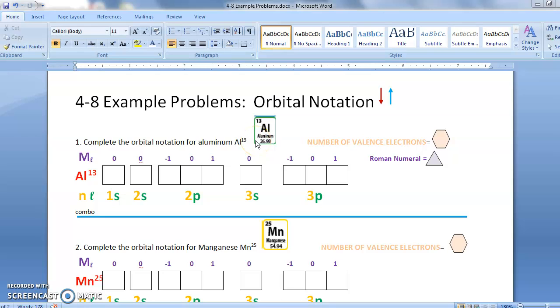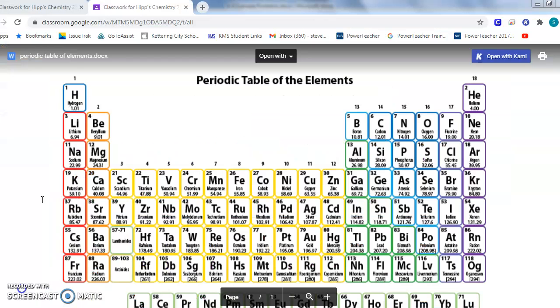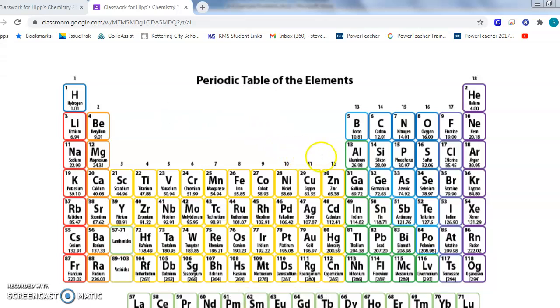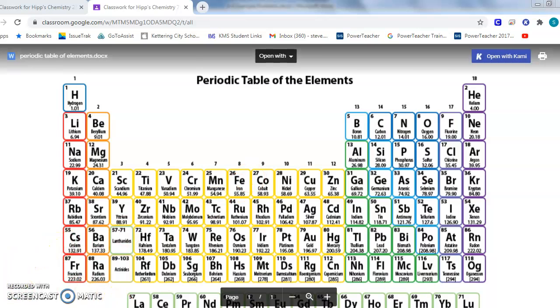Well, when you do an orbital notation, you have to find that element on the periodic table of elements. In your class information section on Google Classroom, we have a periodic table of elements. And we're looking for aluminum on here. Here's aluminum right here. And the reason we need to find aluminum on the periodic table is we need to know how many protons aluminum starts with. This is aluminum. Atomic number is 13, so aluminum starts with 13 protons.